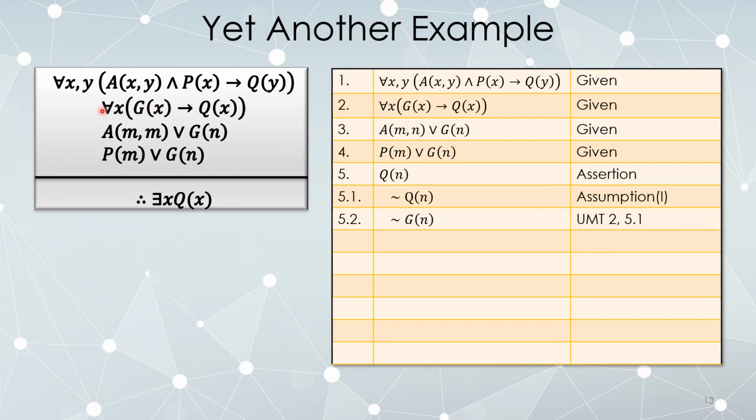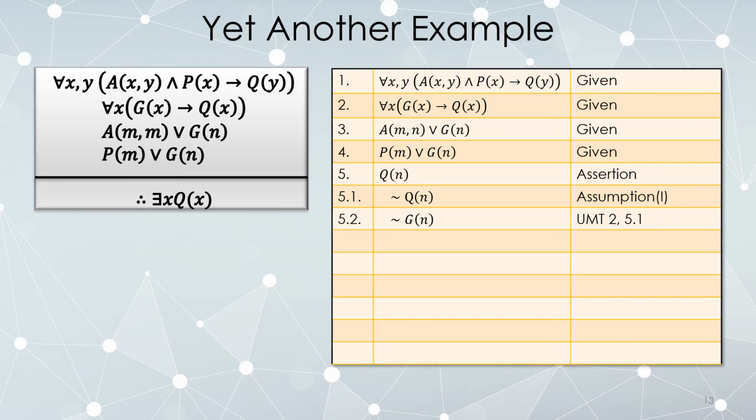So, since for any x, g of x implies q of x, and we don't have q of n, we must not have g of n. That's universal modus tollens. We didn't specifically present universal modus tollens as a separate rule of inference that we proved, but it's basically the same as universal modus ponens, so hopefully this is not a terribly controversial thing to do here. Universal modus tollens works exactly like universal modus ponens, just it's modus tollens, not modus ponens.